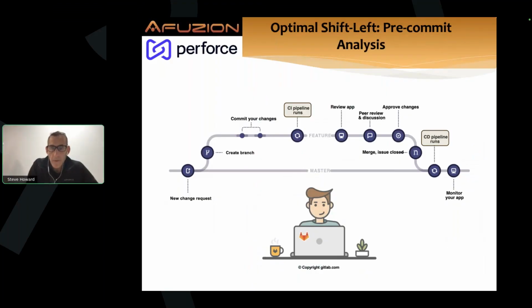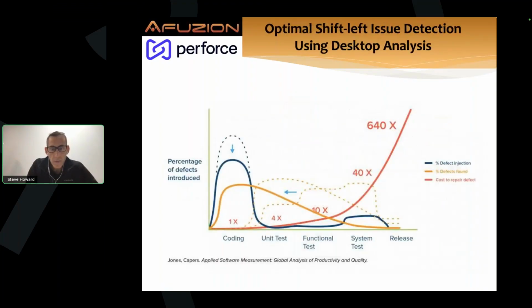We can go one step further though. We've obviously talked about the baseline scans where we get the final reports of compliance. We've got the Delta CI scans where we're looking at the differences on the feature branch, but we can also perform analysis in the desktop environments as well. And really this then gives us optimal shift left because we're checking that issues are removed before we even commit.